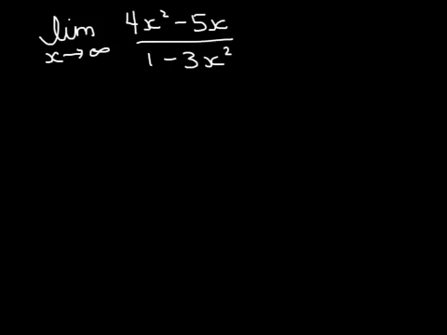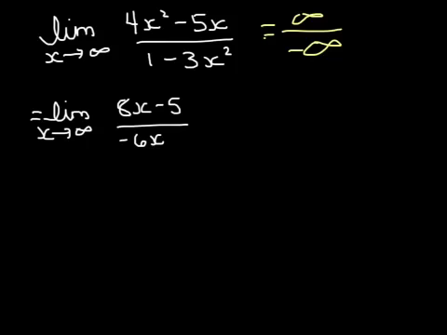For our last example, we're going to look at the case where infinity comes into play. The limit of x approaching infinity of 4x squared minus 5x over 1 minus 3x squared is equal to positive infinity over negative infinity, because 1 minus 3 times a very big number squared will equal a negative value. When we have a positive infinity over a negative infinity, it is also an indeterminate value.